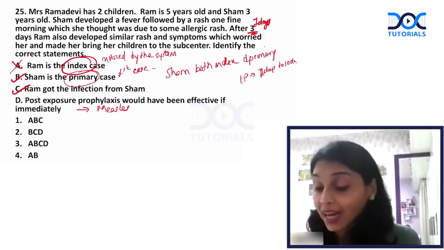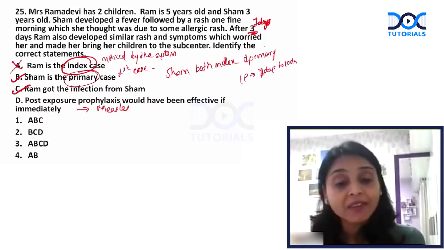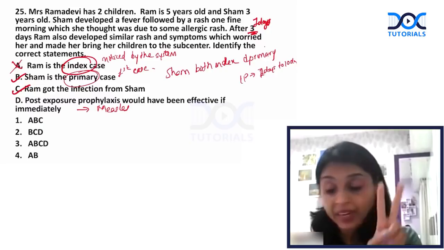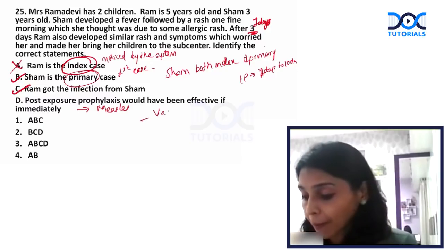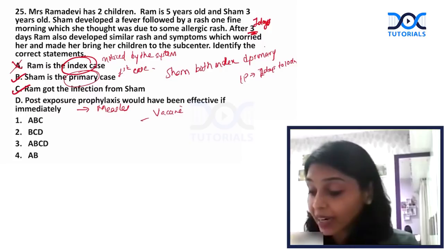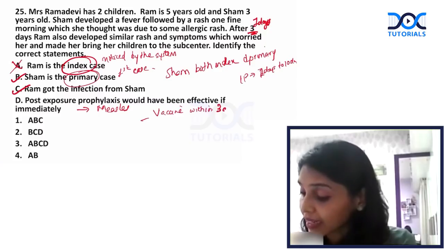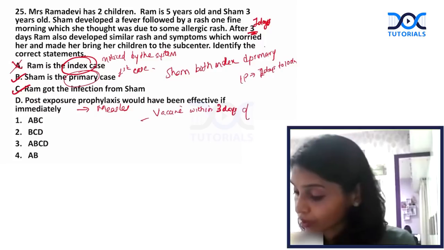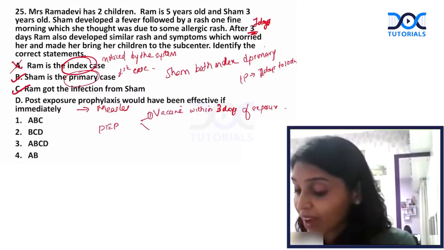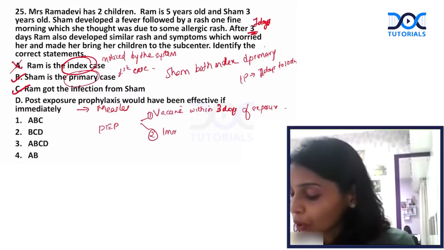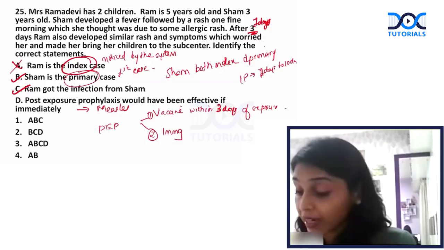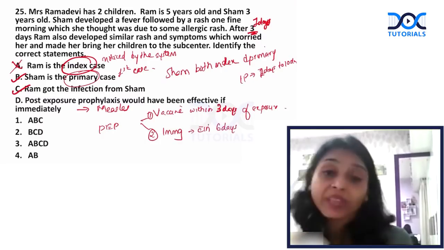Anyway, in measles, we have 2 post-exposure prophylaxis available, right? Which are they? One is vaccine. You can give measles vaccine. It should be given, that next MCQ, within 3 days of exposure. Within 3 days of exposure. And the second post-exposure prophylaxis, first is vaccine, second is immunoglobulin, which can be given within 6 days of exposure. Both these are MCQs.